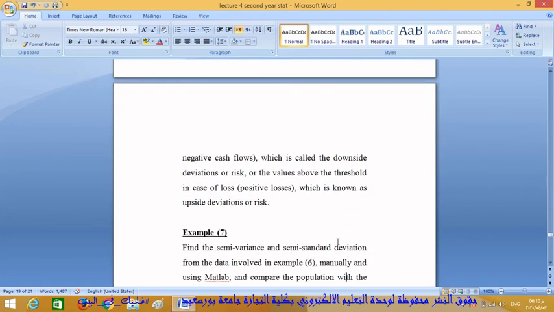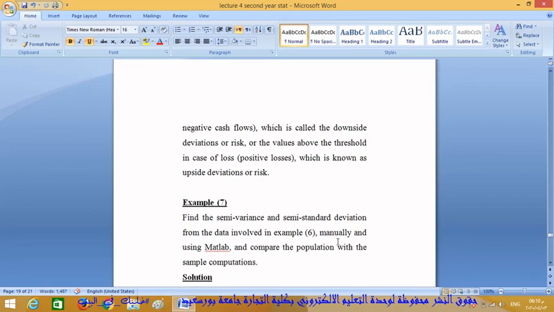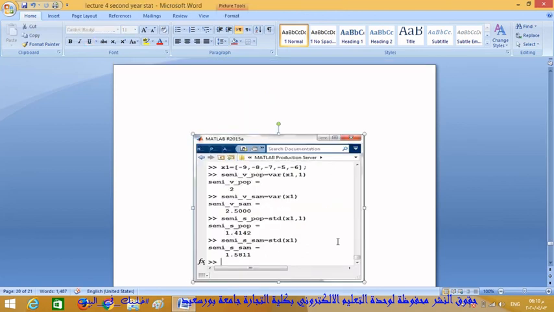Example 7. Find the semi-variance and the semi-standard deviation from the data involved in example 6 manually and using MATLAB, and compare the population with the sample computation. Here we will deal with the negative profits only using MATLAB. These are the negative profits. So these are the downside deviations, not the upside deviations.